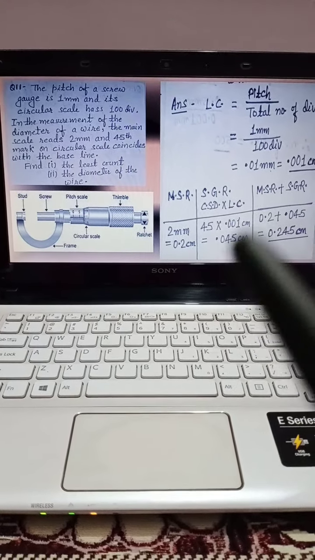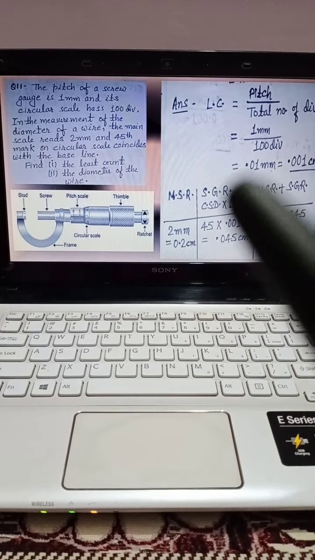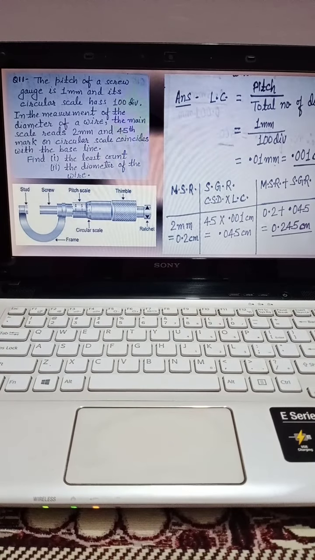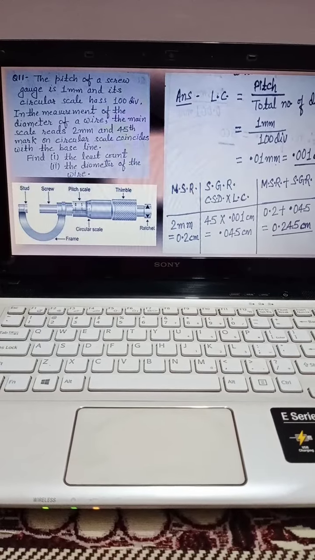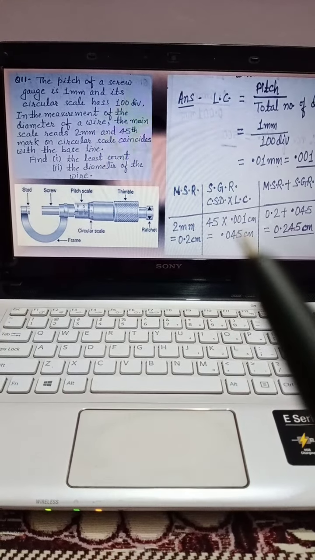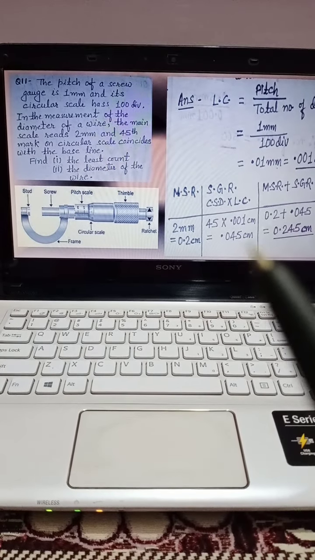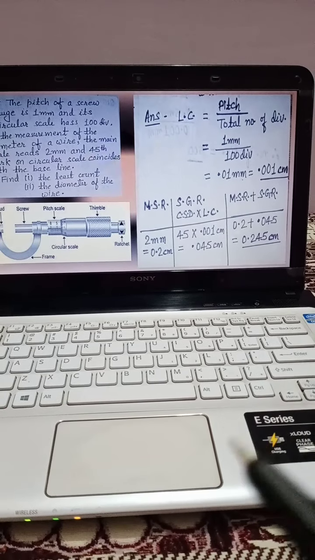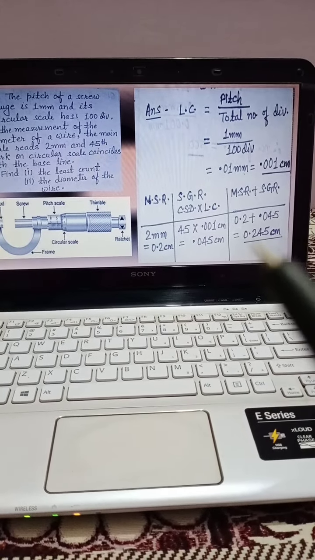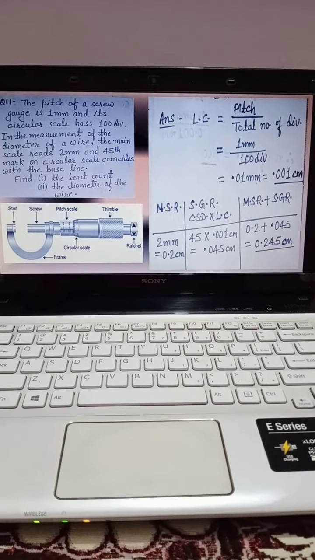So 2 mm is here, which is equal to 0.2 centimeter, and the circular scale is on the 45th mark. So this is your circular scale division 45 and least count 0.001 cm. So it is 0.045 centimeter, and then we will add both 0.2 plus 0.045. So we'll get the answer as 0.245 centimeter.